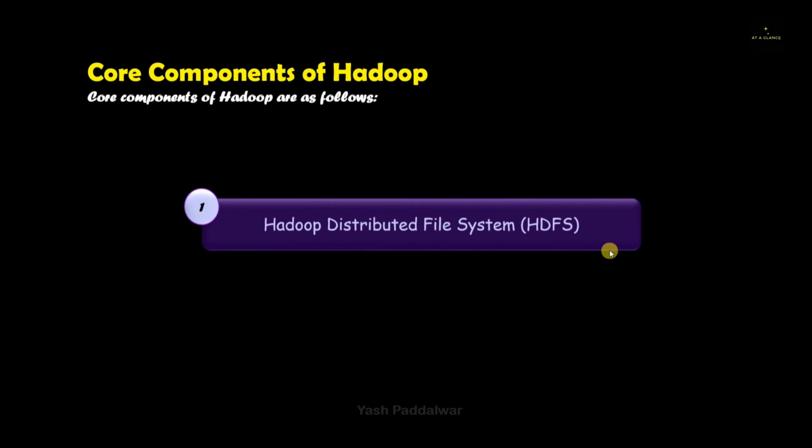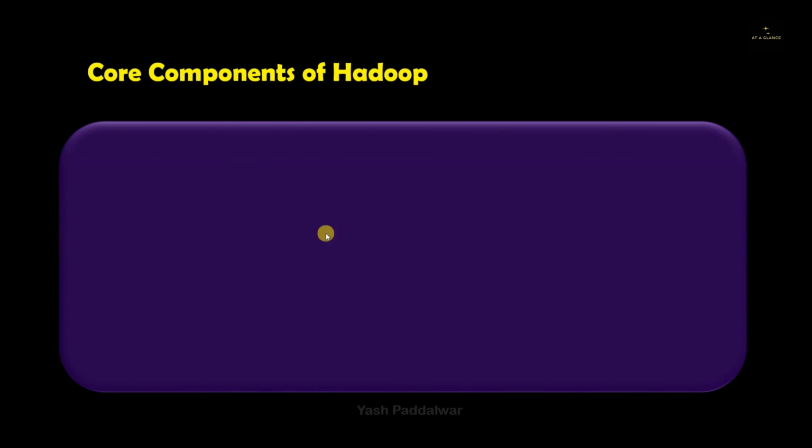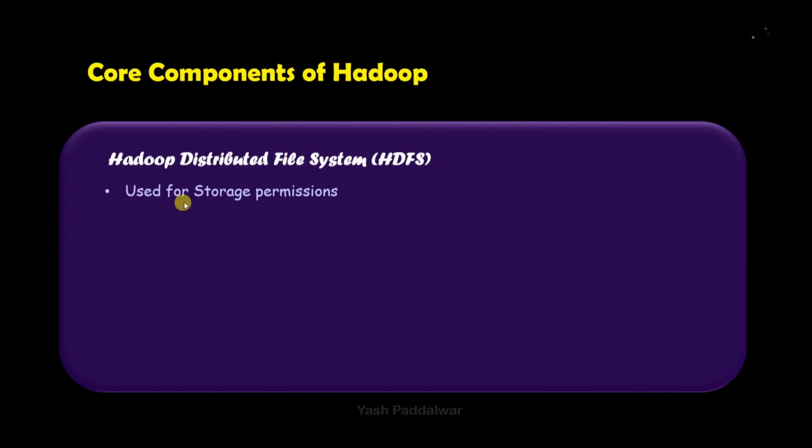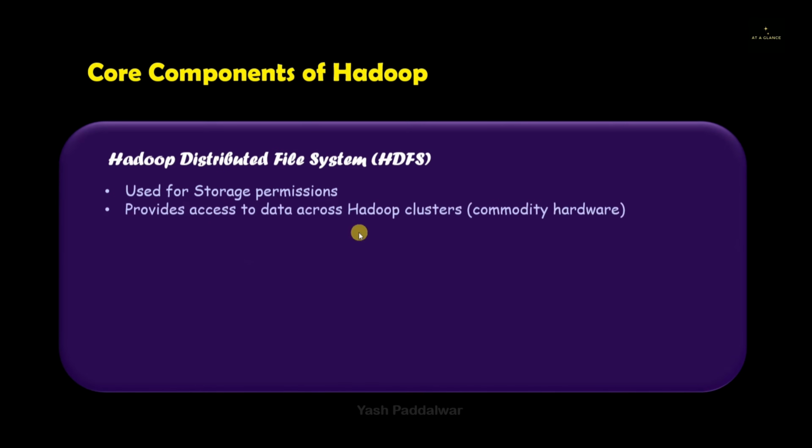So in this particular video, we will be looking into Hadoop Distributed File System, which is the first and the important component of Hadoop. This HDFS component is commonly used for storage of big data. It is a high performance access point to the data that is distributed across different Hadoop clusters. These are nothing but commodity hardware where the data is stored in a distributed way.